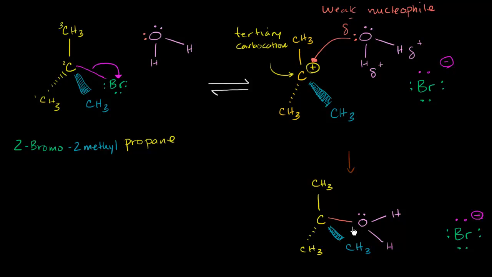Now, what is going to be the charge right over here on the oxygen? Well, it had a partial negative charge just because it's more electronegative, but it just gave essentially half of a pair. It's now sharing a pair with this carbon. So it's the equivalent of giving up one electron's worth of charge. So you would now say that this thing has a positive charge.